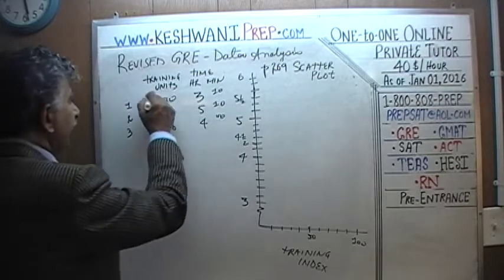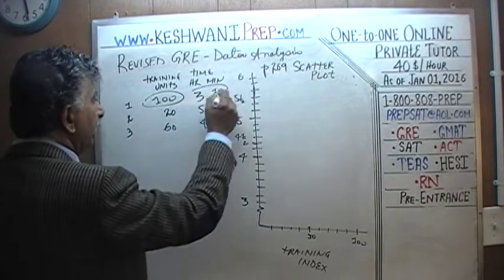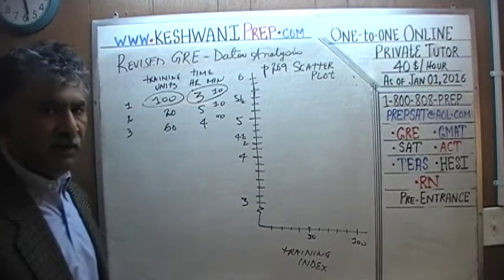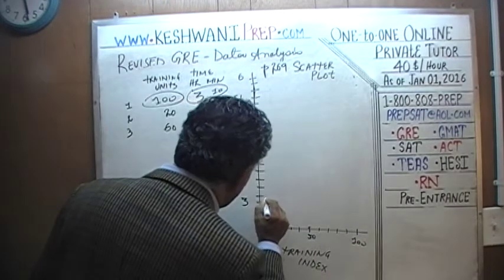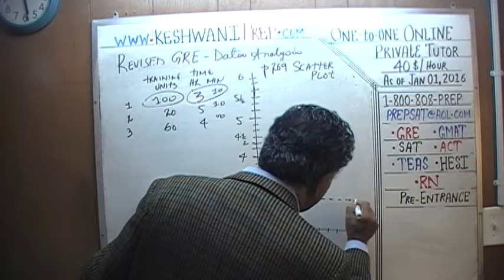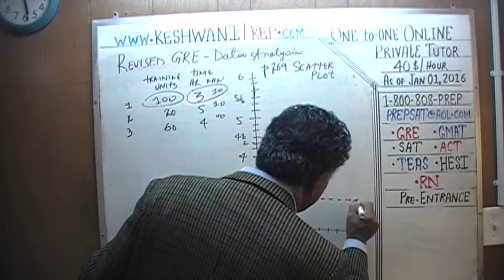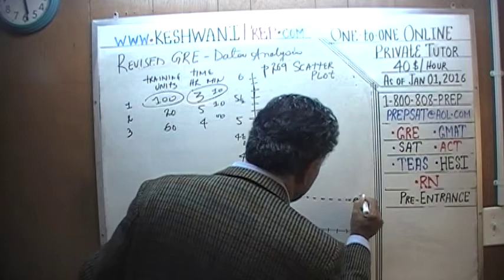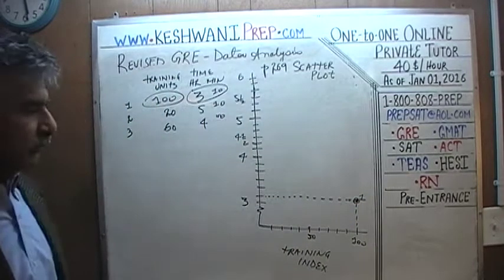The first guy trained for 100 units, and he was able to finish in 3 hours and 10 minutes. So 3 hours and 10 minutes is right here, and he trained for 100 units right here. That's our first. Let's put a 1 next to him so we can keep track of everyone.